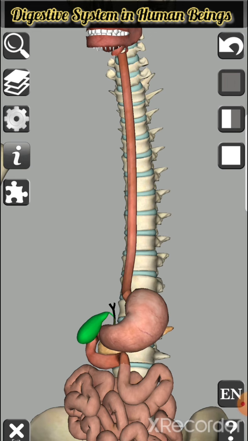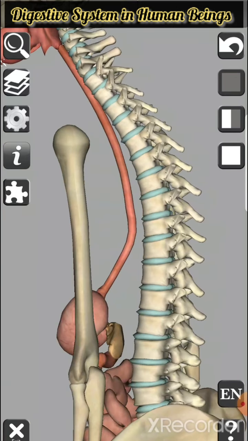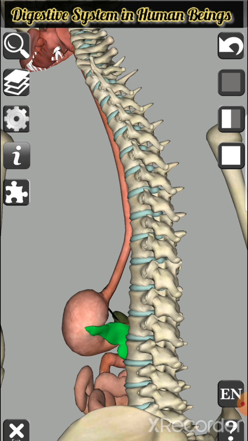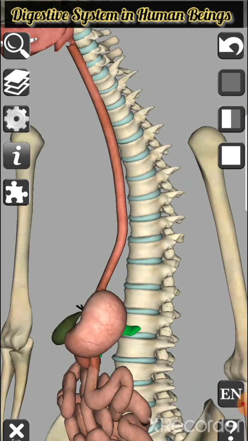So the gallbladder will release what? Bile. Whenever the liver produces bile, that bile will be carried into the small intestine through the gallbladder, and along with this bile, there are other juices secreted by the pancreas. Here you can see this leaf-like structure which is the pancreas. The pancreas also secretes the pancreatic juice that contains various enzymes, and all these pancreatic enzymes and bile juice help in complete digestion of food.